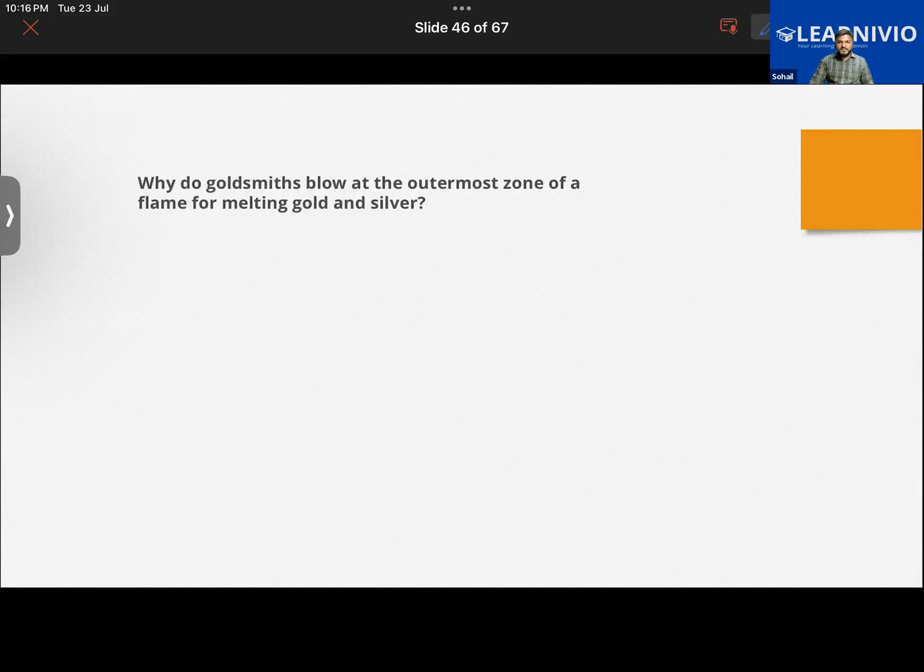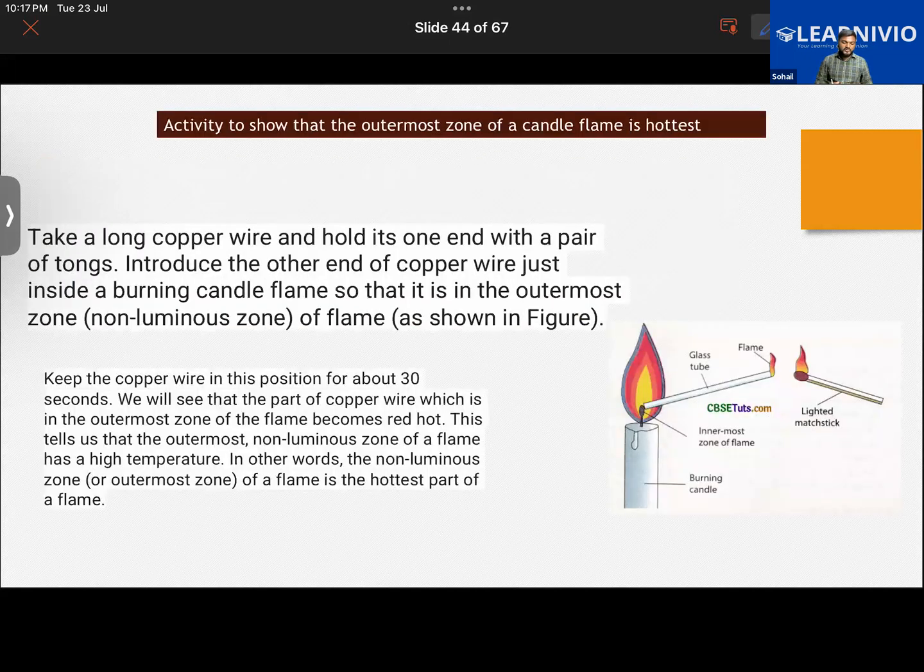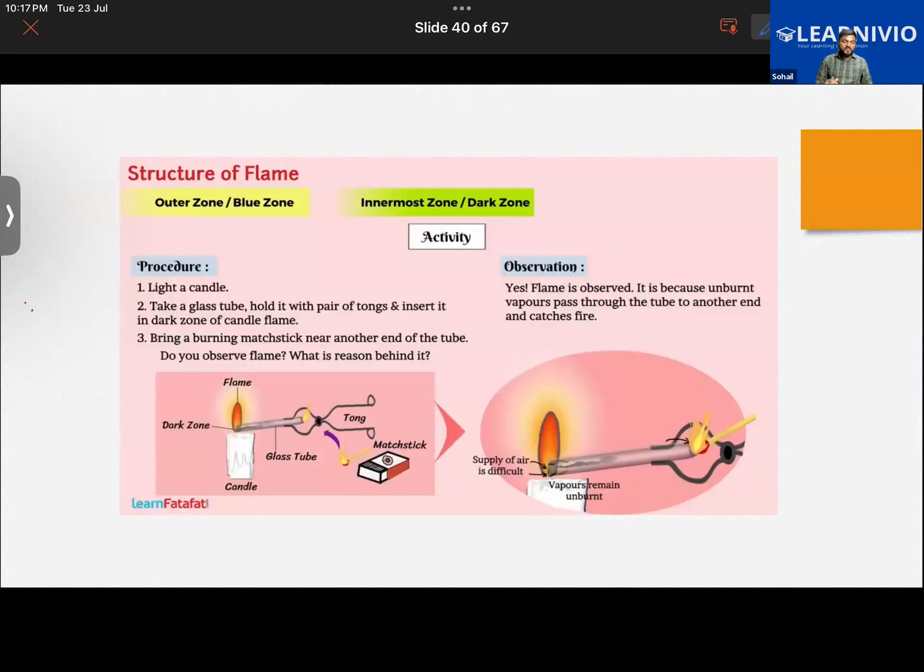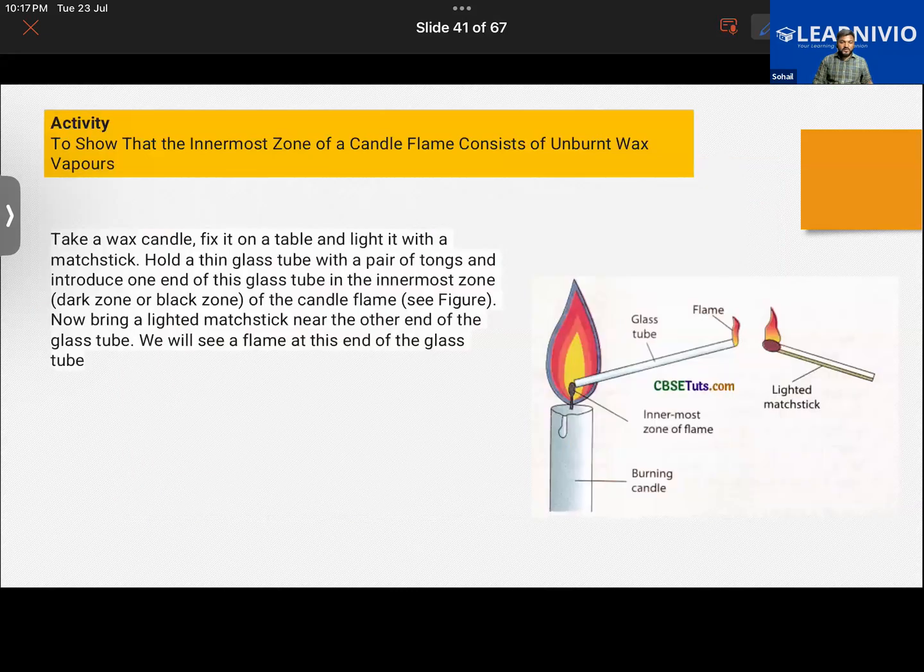I was talking about this one. In order to melt gold or silver, a goldsmith would be blowing at the outermost zone of a flame. Basically, he will be taking help of the outermost zone of the flame of the candle, that is the blue one. What could have been the reason behind that? We will be learning about that.